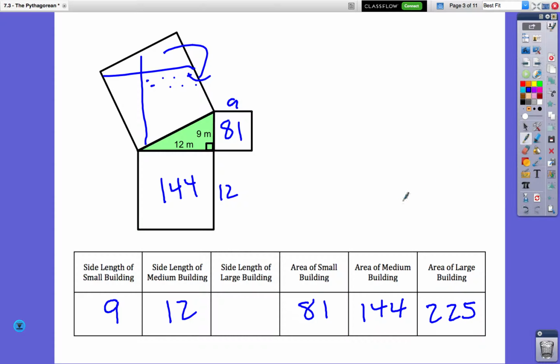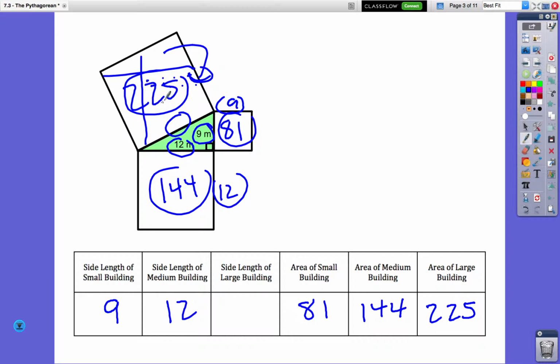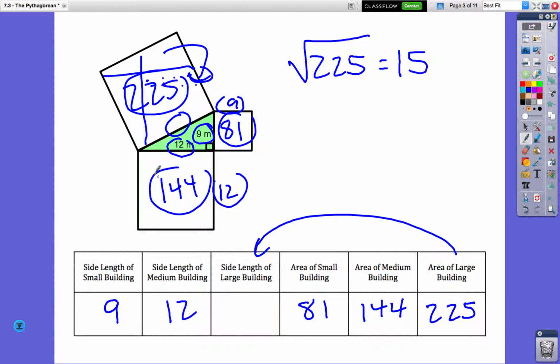One of the key ideas that you came up with, which we discussed afterwards, was that now I've got a way to backtrack and find the side length of the large building. Because what we did here was 9 times 9, which gave us 81. 12 times 12 gave us 144. And so if I know this square is 225, I just have to reverse that process. What times what would give me 225? Or another way to say it, like we've been discussing in class, is what is the square root of 225? That turns out to be 15. So by knowing the area of the large building, we could backtrack to find its side length, which was 15 by 15.